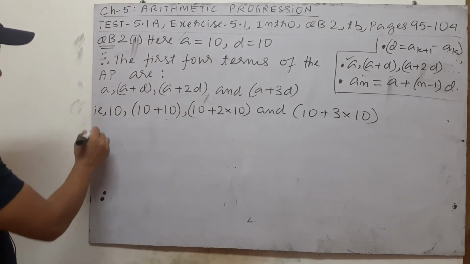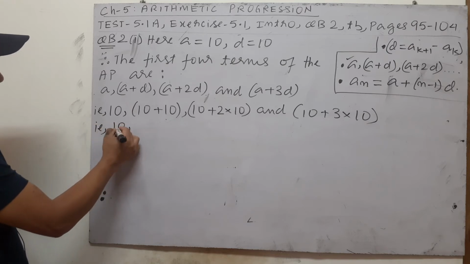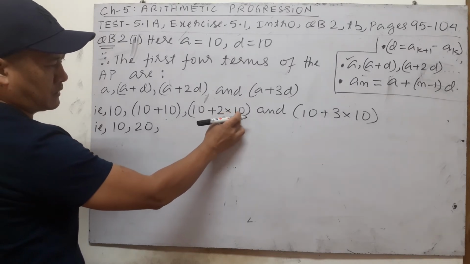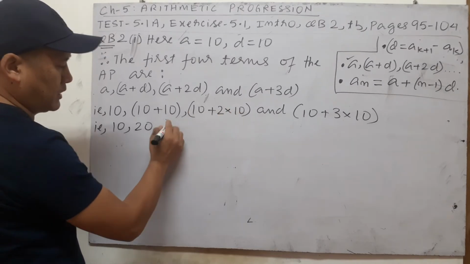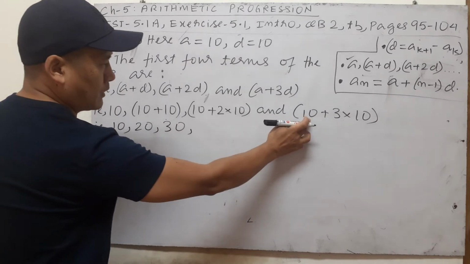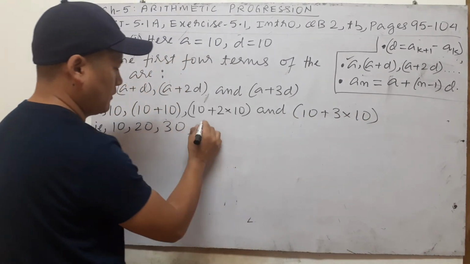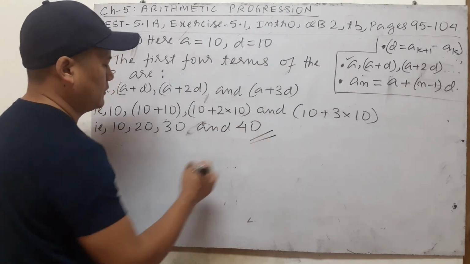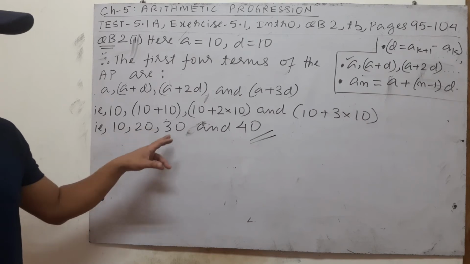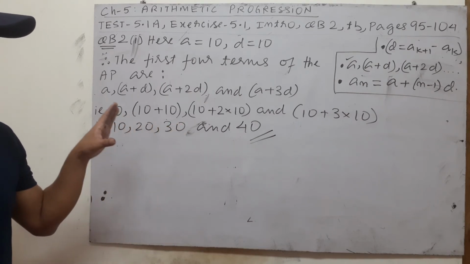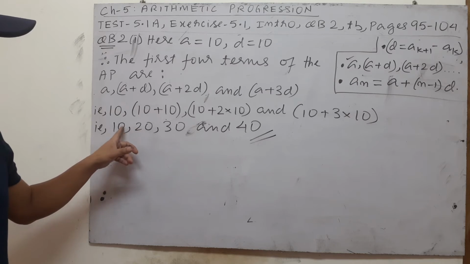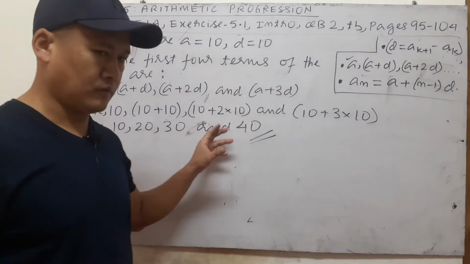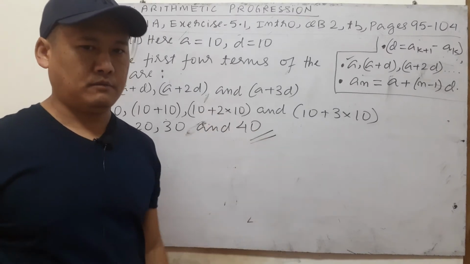So we can easily write the first four terms: 10, 10 plus 10, 20. 20 plus 10, 30. Then 3 tens are 30 plus 10, 40. So the first four terms in the first case are 10, 20, 30, 40. This is definitely an AP because they have a common difference. 20 minus 10, 10, 30 minus 20, 10, 40 minus 30, 10.